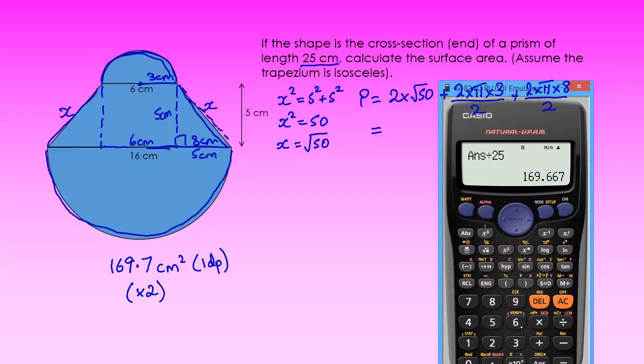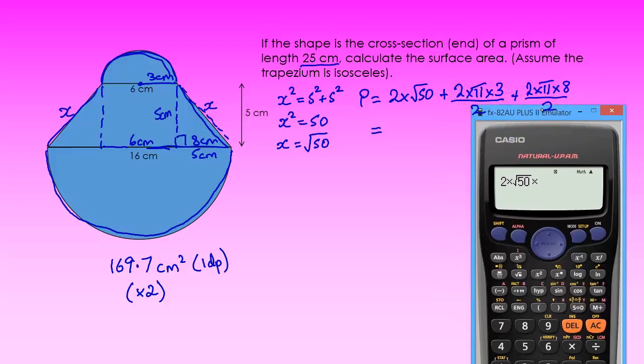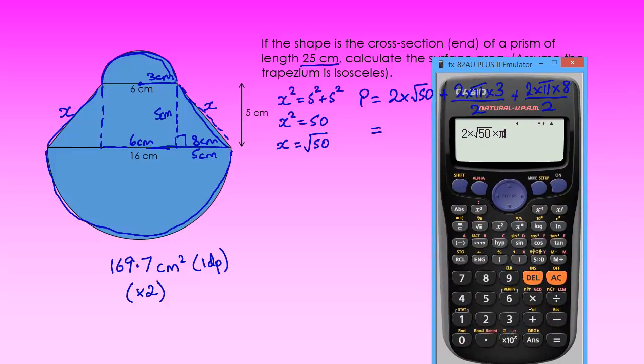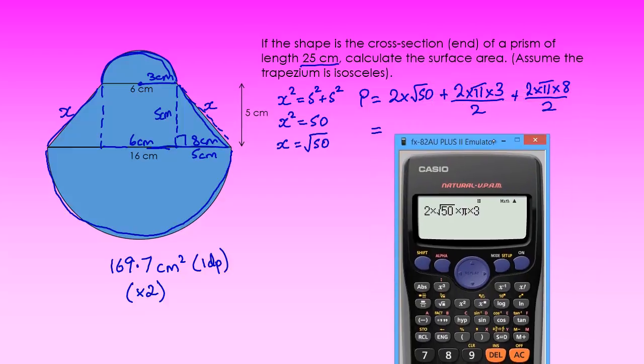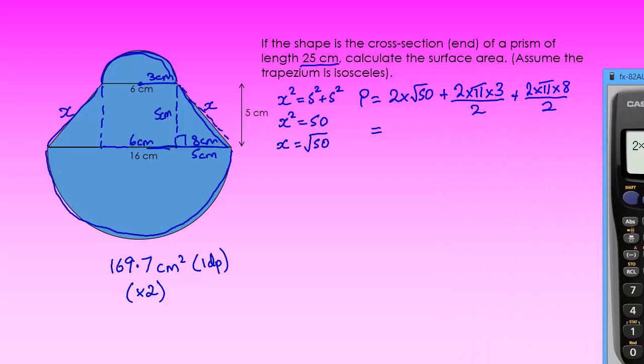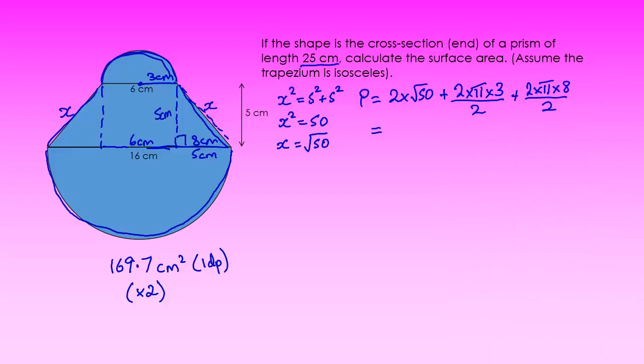So that's going to be 2 multiplied by the square root of 50. Then we're going to add, well, we said those 2's would cancel, so we can just have pi times 3. And then in the same way we'll have pi times 8. So that's 158.42 if we go to 2 decimal places.